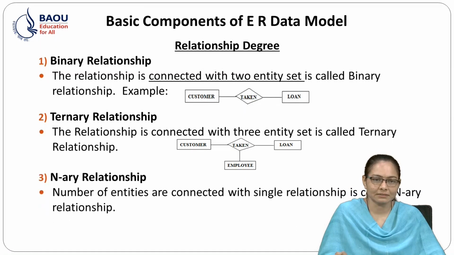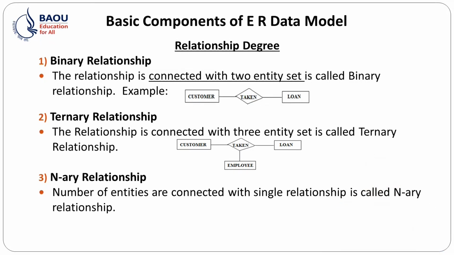Now the next one is the n-ary relationship. A number of entities connected with the single relationship is called the n-ary relationship. Here in the figure, the university, department, colleges and courses are the four entities connected with the single relationship. So, finally we can say the relationship degree means the number of entities connected with the relationship.